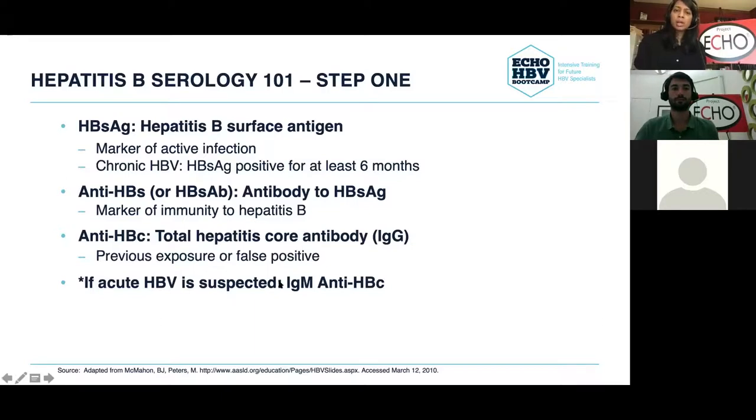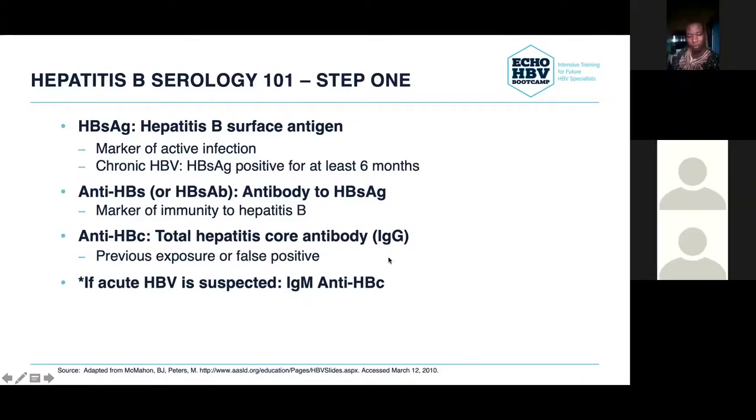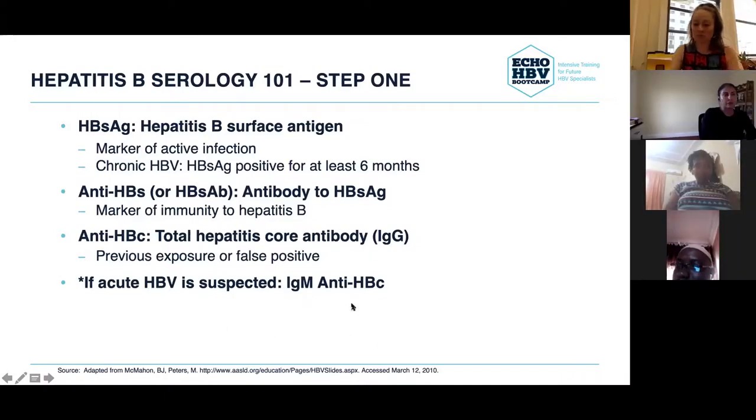And we'll talk a little bit about this false positive or isolated core antibody test that can be positive in somebody, if you were to check all three of these tests, and what that means. So if you're ever suspecting acute hepatitis B infection, it's actually the IgM to the core antibody that's going to be positive first. So in anybody who may come in with symptoms, which we know can happen in the acute phase, but not always, right?